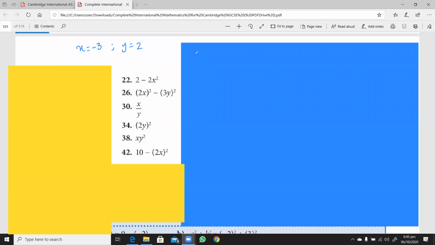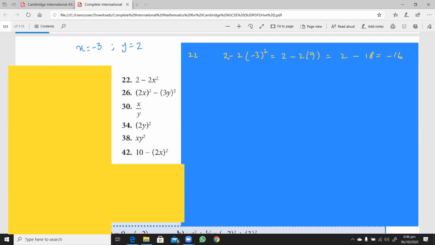Okay, the 22nd question. These are simple questions on substitutions. If you're good at it, you can be good at all your topics. This is 2 minus 2 into minus 3 square. So that is 2 minus 2 into 9. That is 2 minus 18. So this is minus 16.